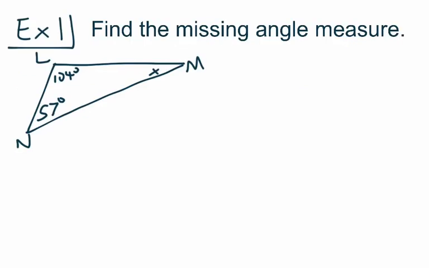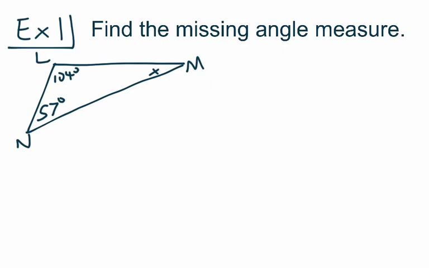For our first example, we're told to find the missing angle measure. So we can see right here that our missing angle is represented by the letter X. We have angle L has a measure of 104 degrees. Angle N has a measure of 57 degrees. And so we're trying to find the measure of angle M, which is represented by X. Now from our theorem, we know that the sum of these three angles together must equal 180 degrees. So this 104 plus this 57 plus this X must equal 180 degrees.